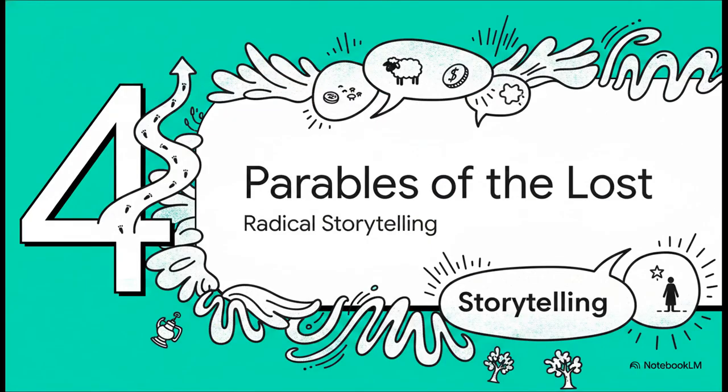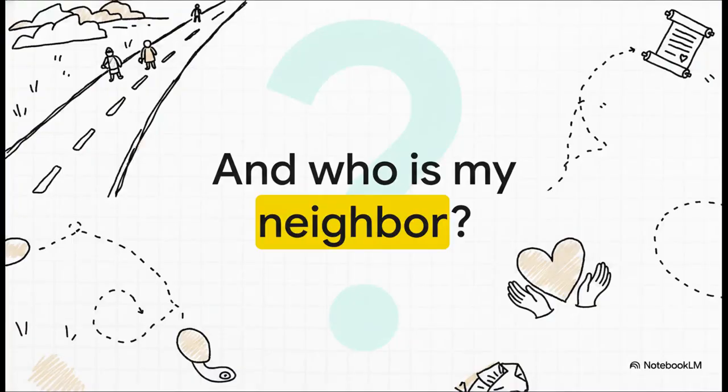Section 4. Parables of the Lost. Radical storytelling. As this physical journey progresses, the text utilizes these fascinating micro-narratives, parables, to teach the mechanics of this new, inverted social order, and it focuses heavily on radical storytelling about the lost.